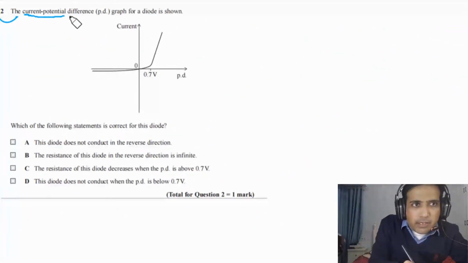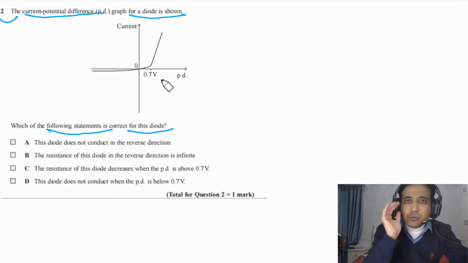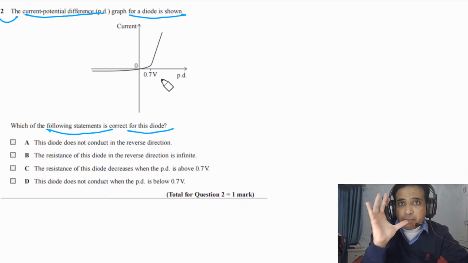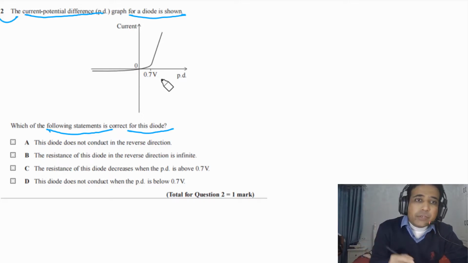Second question says the current potential difference graph for a diode is shown in the figure. Which of the following statements is correct for this diode? There are a few points we need to understand before we answer this question. If you have an understanding of those points, it's wonderful. If you don't, listen carefully.